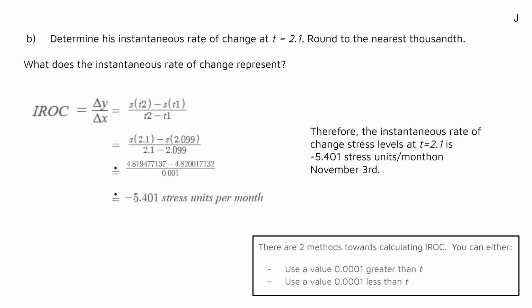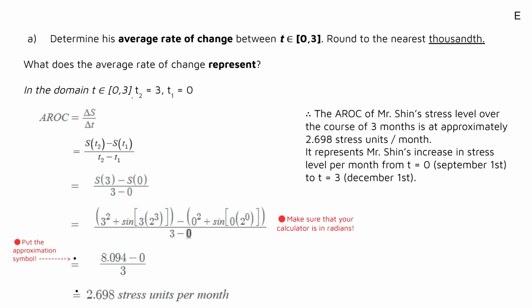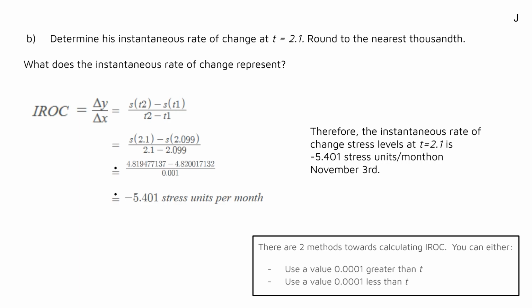Question 2. When t equals 2.1, we have to calculate the instantaneous rate of change. So IROC is essentially the same formula, but now instead of delta S over delta T, we're doing delta Y over delta X. It's essentially like slope. So IROC, put in those two values, 2.1, but here's the catch. We have to use a number that is, what is that? Let's see, tenths, hundredths, thousandths, hundred-thousandths.